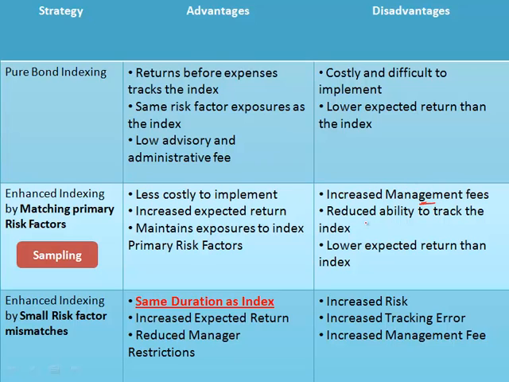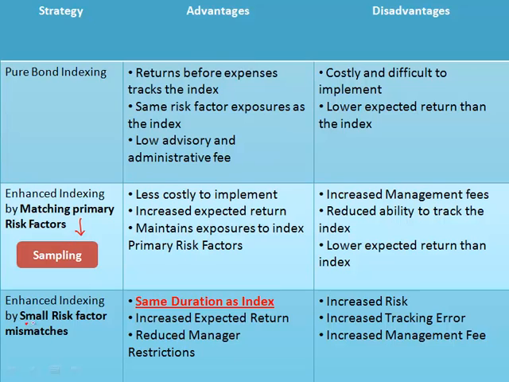Increased management fee, reduced ability to track index, and lower expected return on index. That means we have both. Lower expected return because we have a lower transaction cost, but what we have is an increased management fee. So there are two effects working in the opposite direction. Now the third strategy, and the second one, just remember this as sampling, matching primary risk factors.